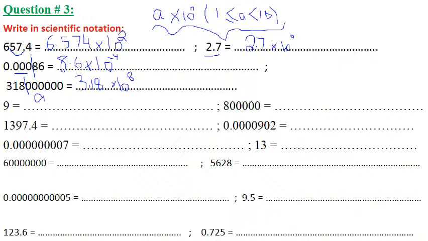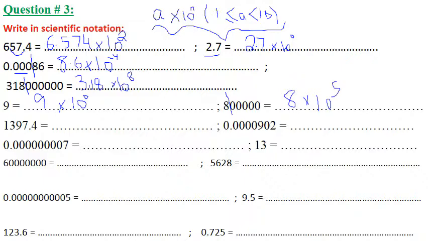Is 9 between 1 and 10? Of course, 9 is between 1 and 10. So always we multiply, if the number is not changed, by 10 to the power 0. This number we split. Is 8 a number between 1 and 10? Yes, so we keep it 8, and now we only count the zeros. Why? Because we didn't move the point. 1, 2, 3, 4, 5, so it's 10 to the power 5.